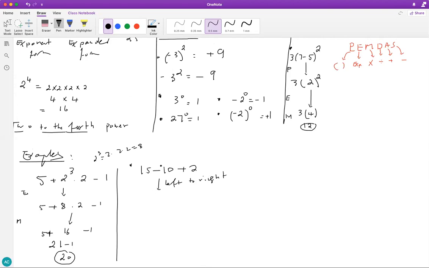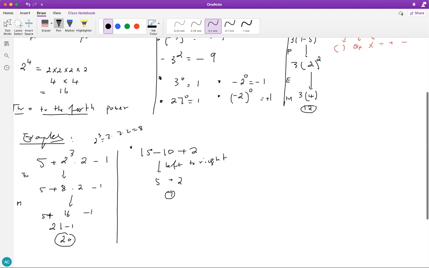We're going to evaluate 10 take away 15, take away 10, that's 5. Bring down the plus, that's a 7. If you do it any other way, you'll get confusing results, especially with the minus here, like 10 plus 2 or minus 10 plus 2. It can get confusing, so we better do it left to right.